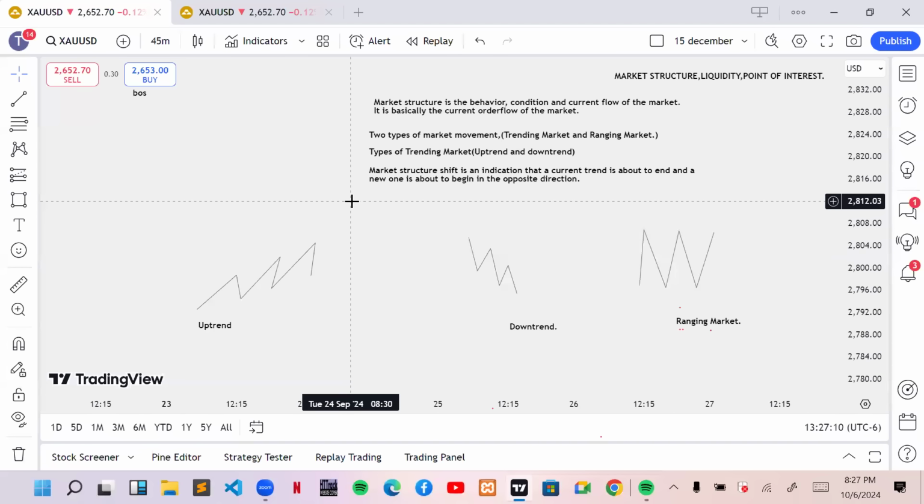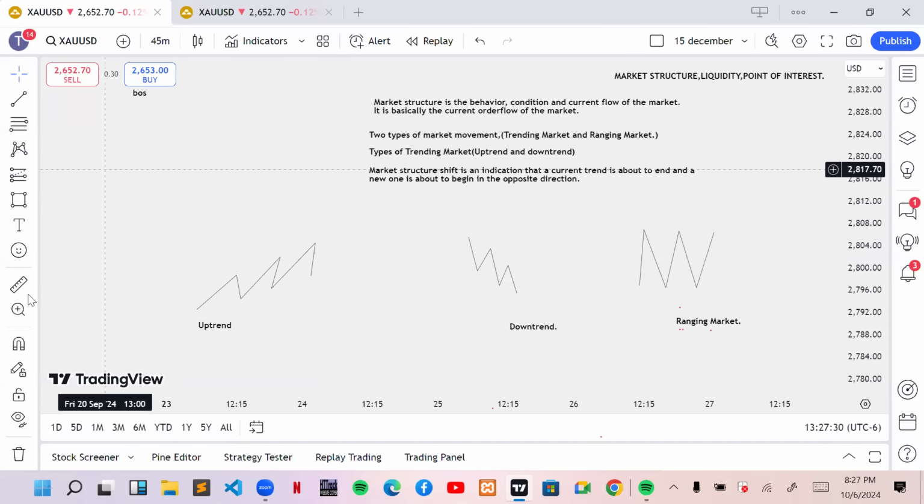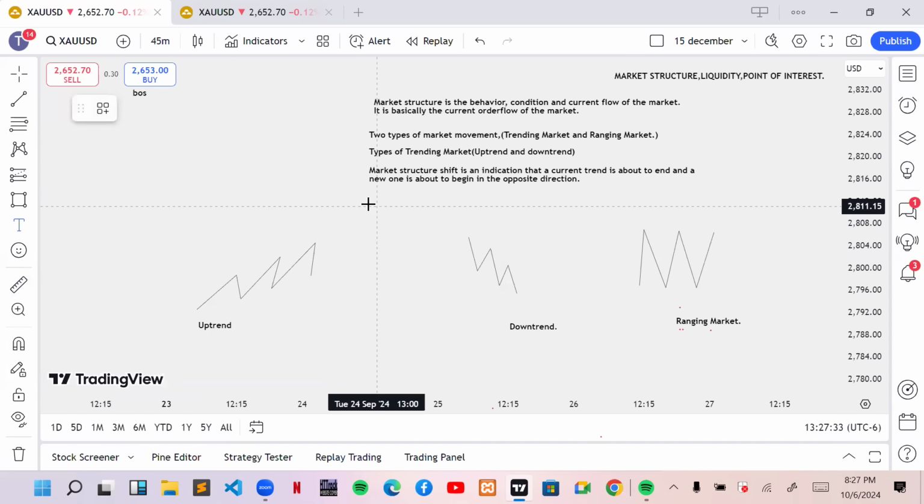So in a market structure shift, it will change trend to the opposite direction. But in a break of structure, it will break a significant zone in the market, be it a high, a support zone, or a resistance zone. It will break a particular zone in the market, but it's still going to remain in the same trend it was on before. So let me write it down.